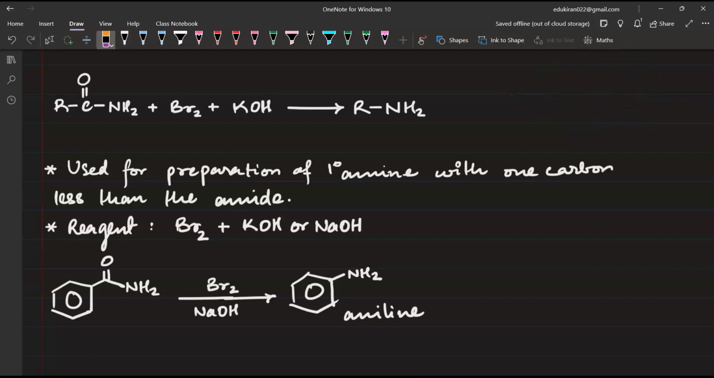Br2 plus KOH or NaOH. So instead of this, you can also see some reagent like this, NaOBr or KOBr. Okay, so sodium hypobromite and potassium hypobromite can also be there. Generally you will have Br2 and aqueous KOH or NaOH, but if these reagents are there with an amide, then you have to remember this reaction. Okay, let us now do some questions here.